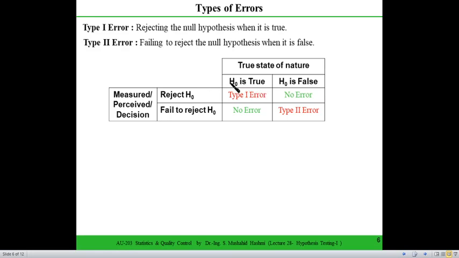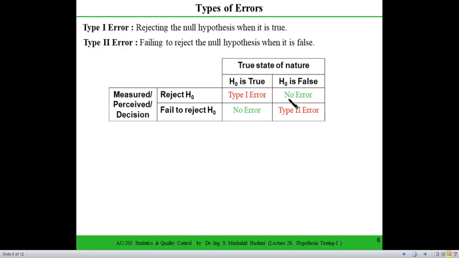Let's say if your null hypothesis is true and you fail to reject your H naught. So it means you have accepted your H naught. It means you have not made any error. The other possibility is if you fail to reject your null hypothesis given that, the same thing you have used in your conditional probability, when your null hypothesis is false. If this is the situation, then you made an error, what you call a type 2 error.